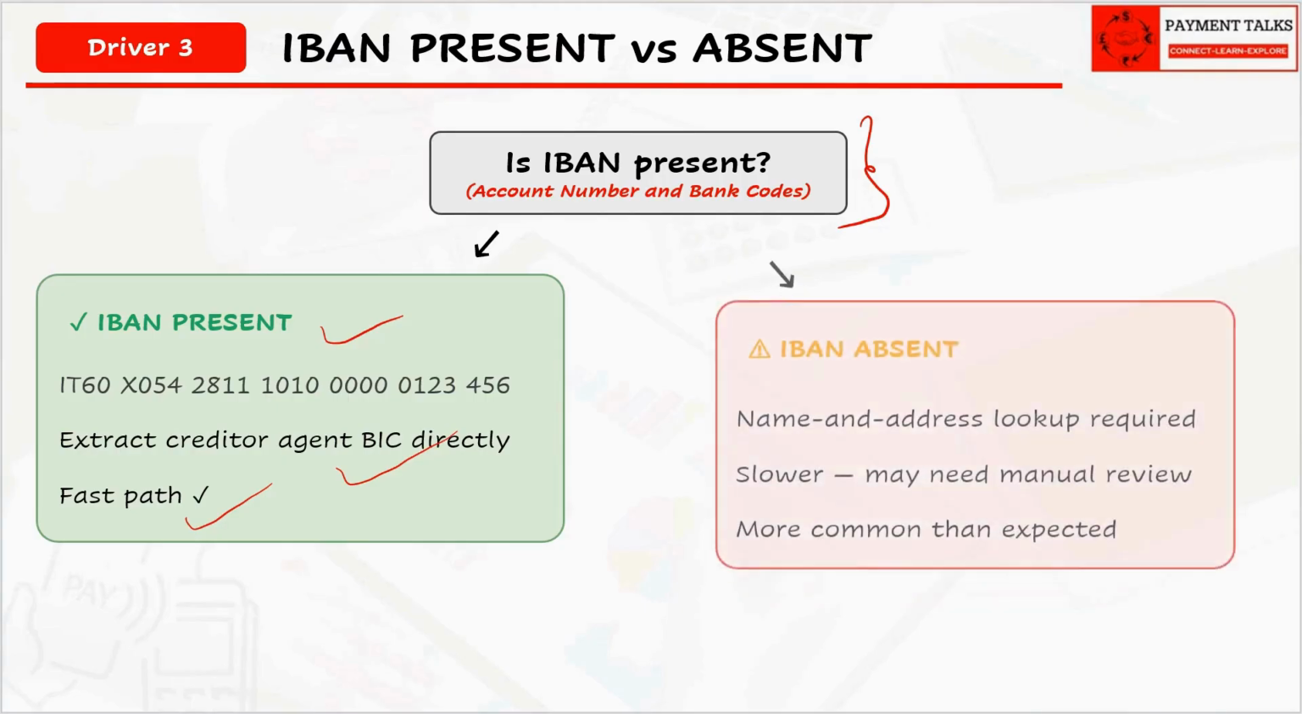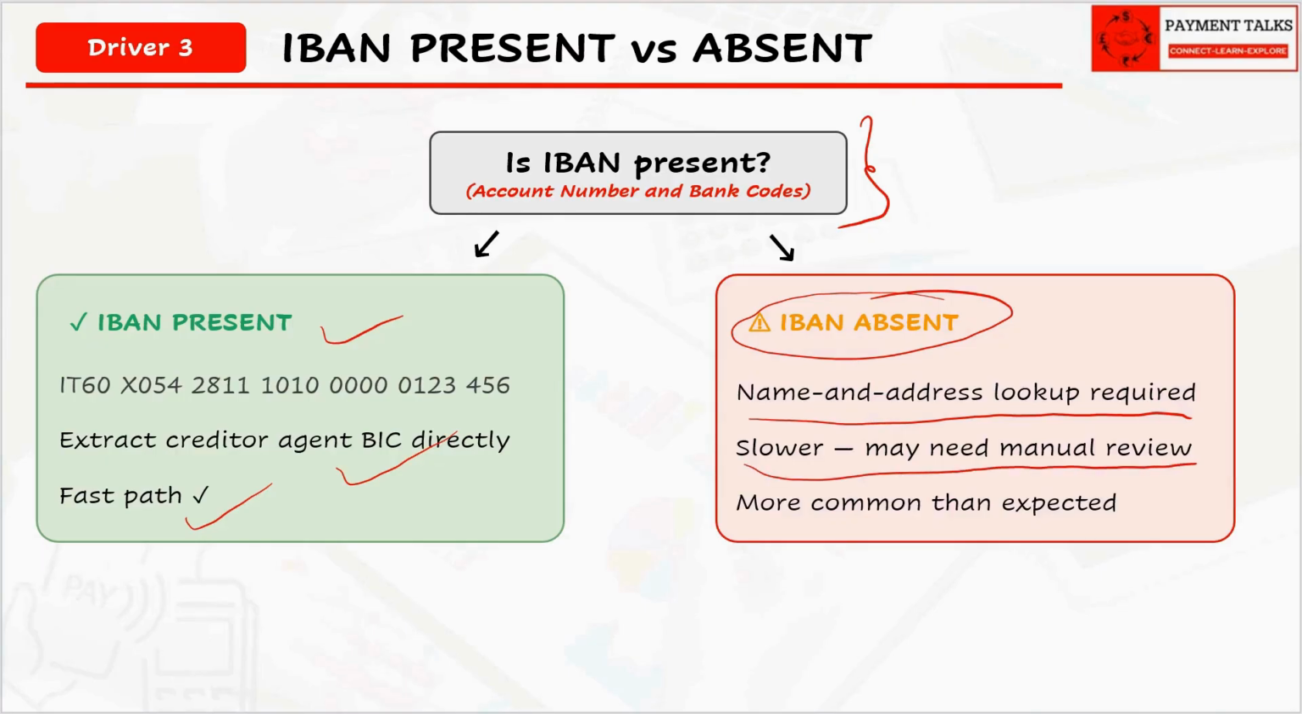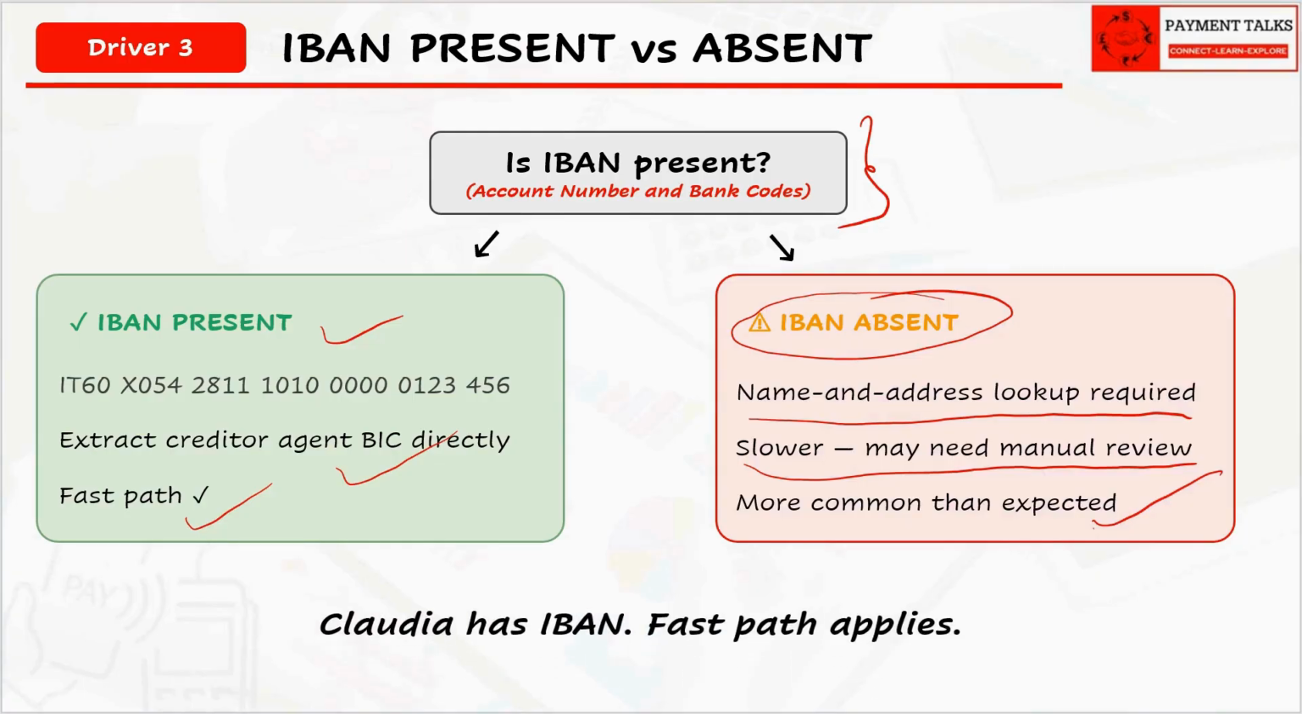But what if the IBAN or account details are absent? Maybe the customer knows only the name and address of the beneficiary bank. Now the bank must run a name and address lookup. That is slower. It may require manual intervention, and it happens in production more often than implementation teams expect. If your enrichment service assumes every payment will carry an IBAN or account and bank codes, you will encounter surprises in the first weeks of production.